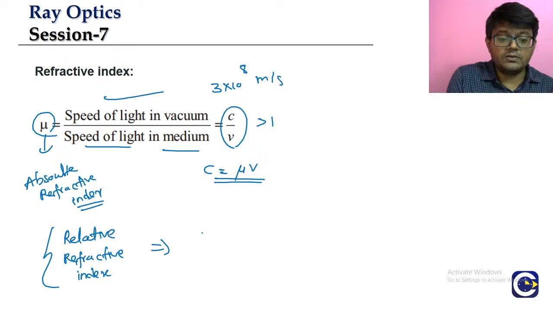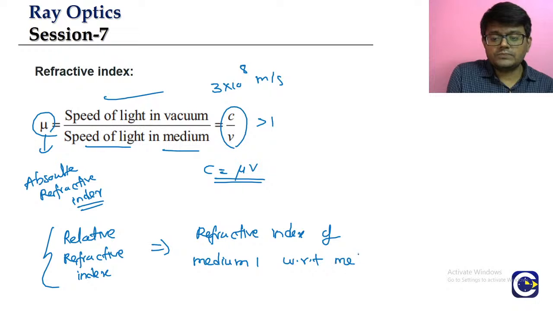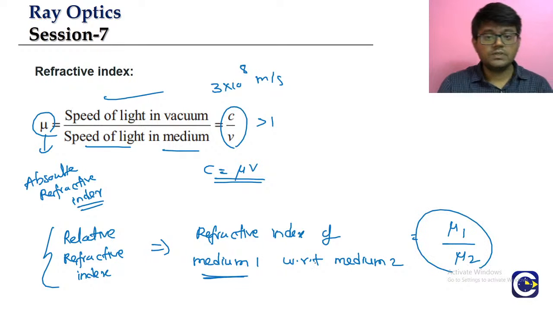Say for example, look at this wording. We say refractive index of medium 1 with respect to medium 2. This is how sometimes we will see the wording. It simply means the refractive index of medium 1, mu 1, divided by the refractive index of medium 2. This is what we call the refractive index of medium 1 with respect to medium 2. Simply we have to divide both of them. That's it. Okay.